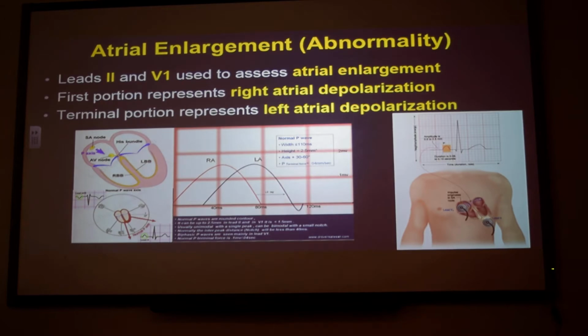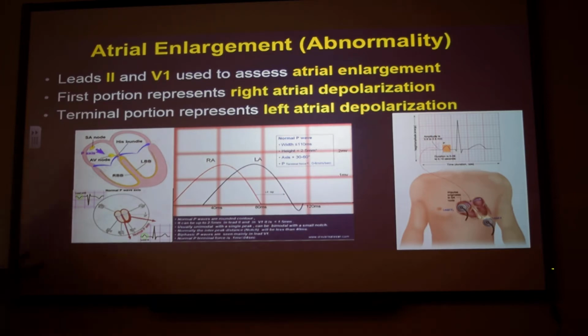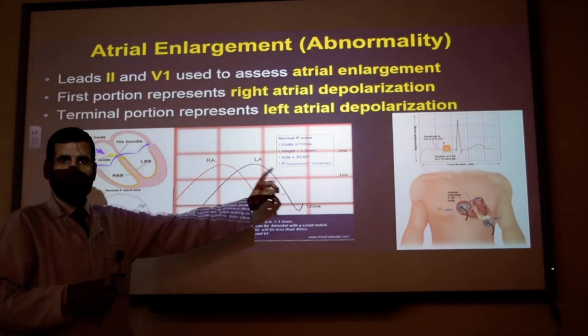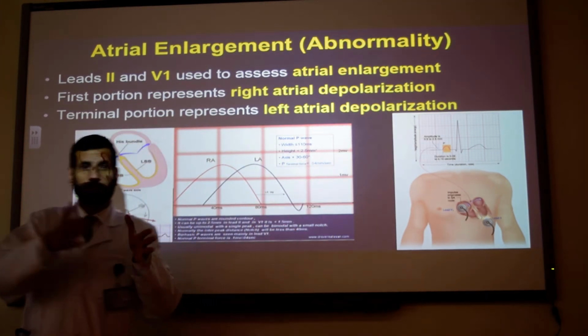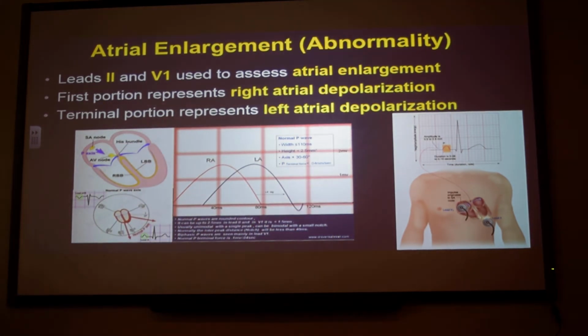And what is the normal duration of the P wave? Less than 120 milliseconds. So actually less than 3 small squares. Usually it's 2.5 by 2.5 as you see there, so the duration is less. In left atrial enlargement, what will happen? It takes a longer time to activate the left side, so it will be longer in duration. The P wave will be wider than it should be.